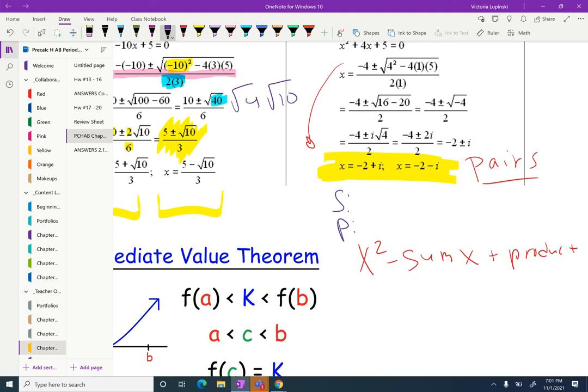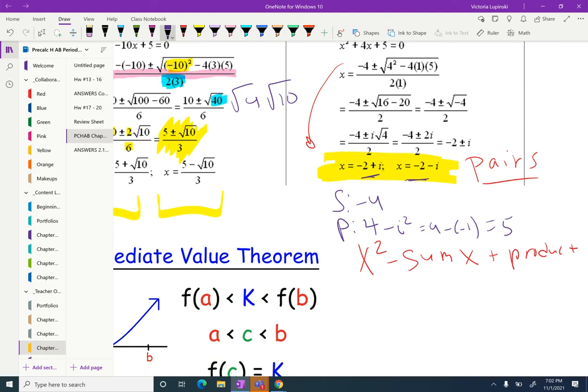If anyone wants to help me. What happens? If you add them, you get negative 4. Okay. And multiply, you get 4 minus i squared, which becomes 4 minus negative 1, which becomes 5.